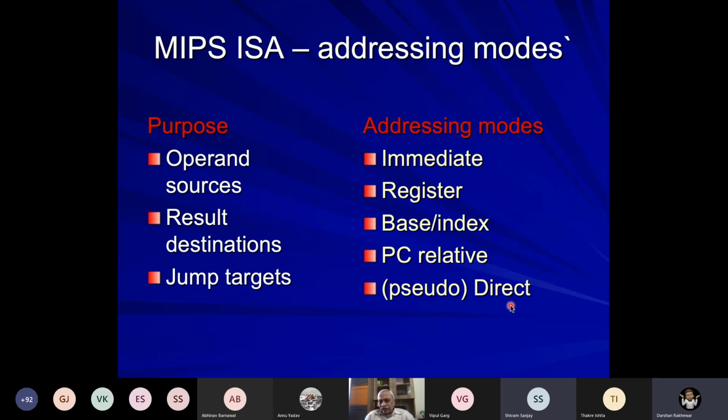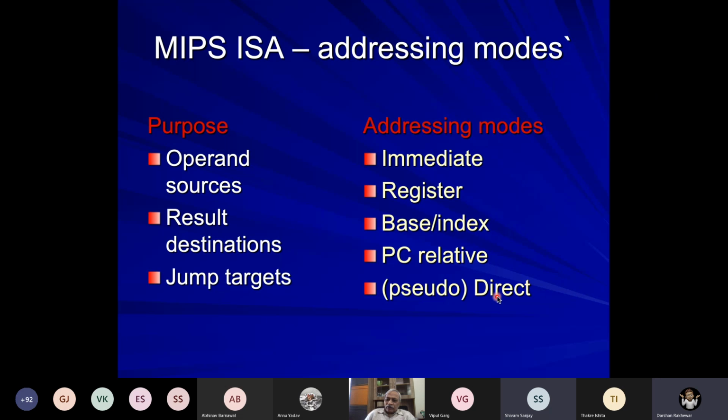So compare it with immediate. In immediate, we are specifying a constant, which is the data. In direct mode, we specify a constant, which is the address, the jump target. I'm qualifying it by saying it is pseudo direct, in the sense that since you can't specify the entire 32-bit address in the instruction, in MIPS, if I remember correctly, just a 26-bit field is there.